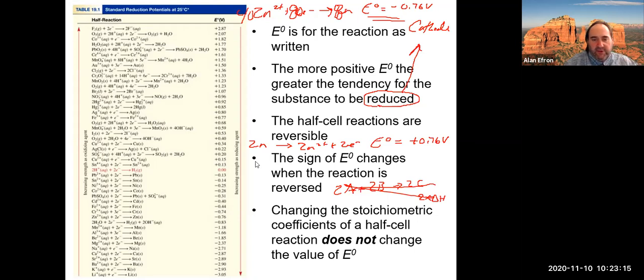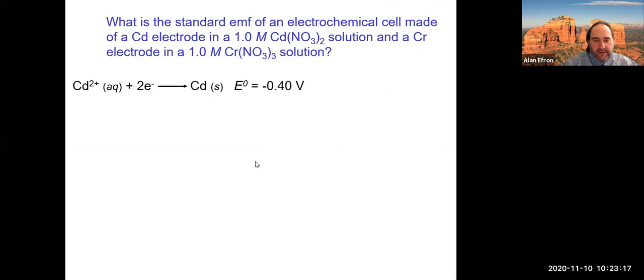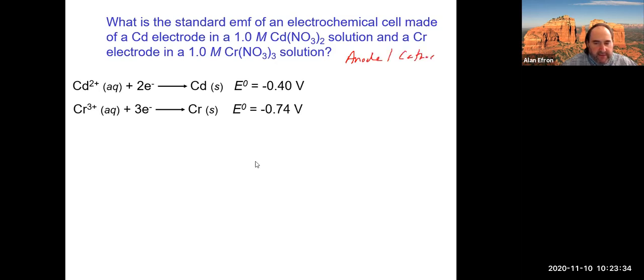All right, so why don't we try one here? What is the standard EMF of the cell? Why don't we also write the balanced equation here and figure out our anode and our cathode. So what's our anode? What's our cathode? Write a balanced equation. Let's take a couple minutes, see what you come up with.